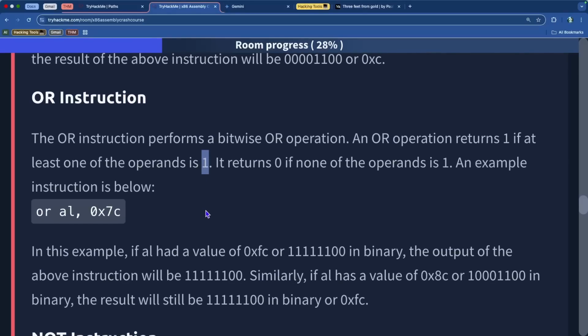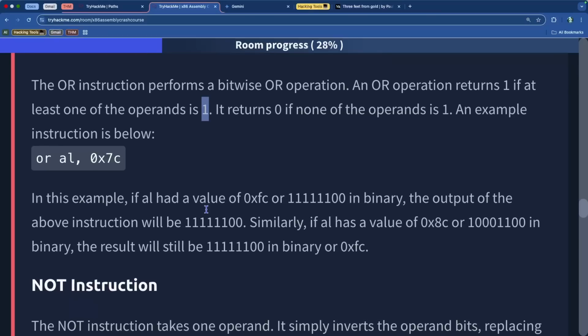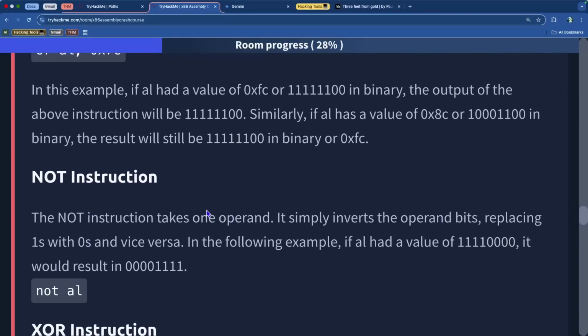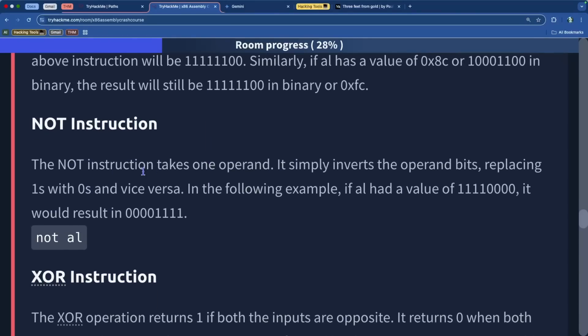If both of them are 0, so if neither of them are a 1, then you get a 0, which is a little bit more inclusive. The NOT instruction takes one operand. It simply inverts the operand bits, replacing ones with zeros and vice versa. In the following example, if AL had this value, it would then turn into this value.